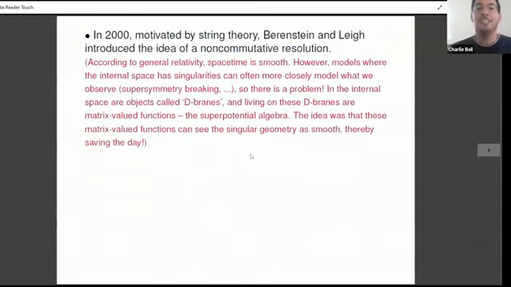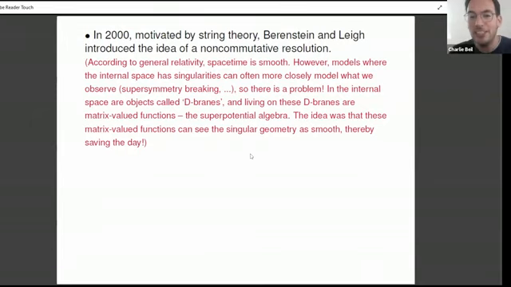Okay. So then in 2000, motivated by string theory, we meet David Bernstein and Robert Ley again, that we met yesterday. They introduced the idea of a non-commutative resolution in this context.